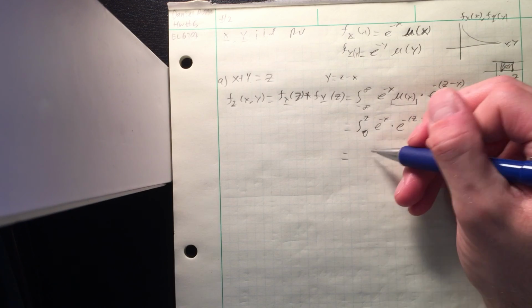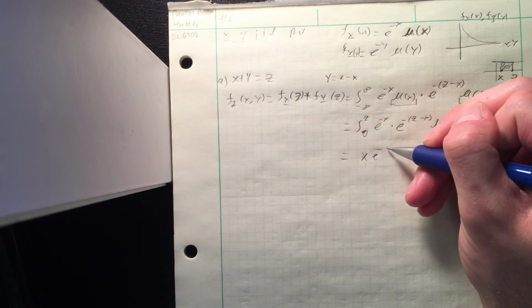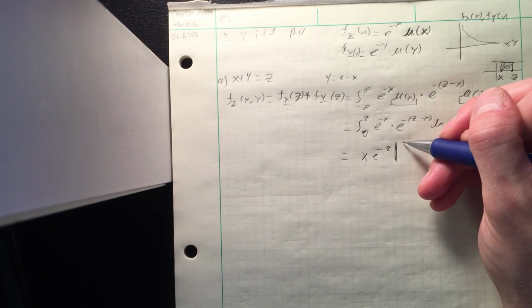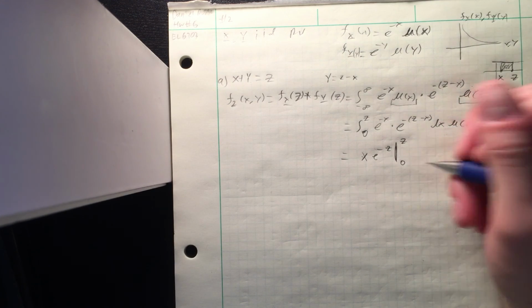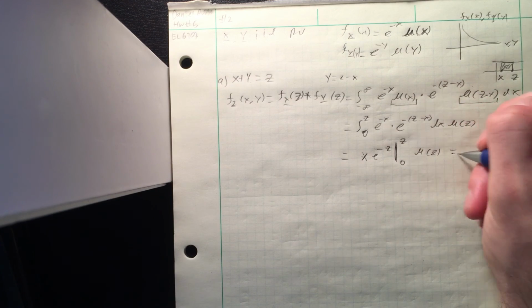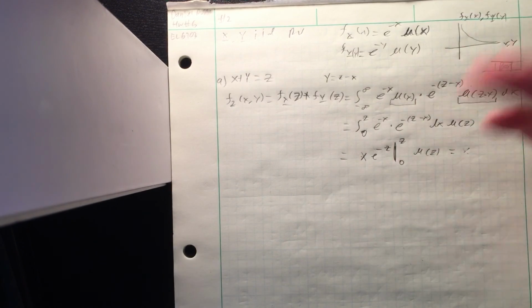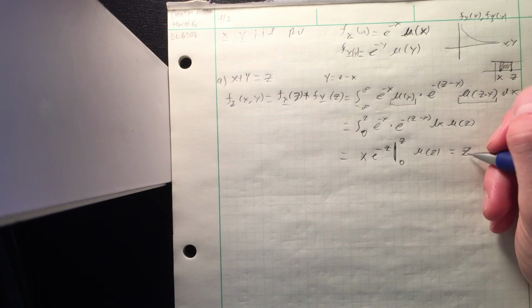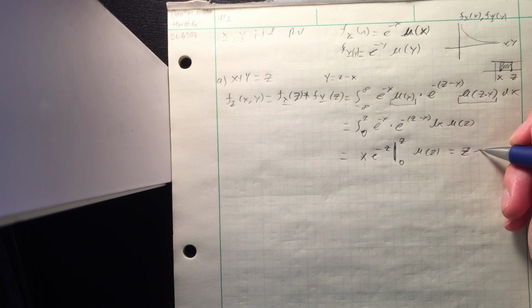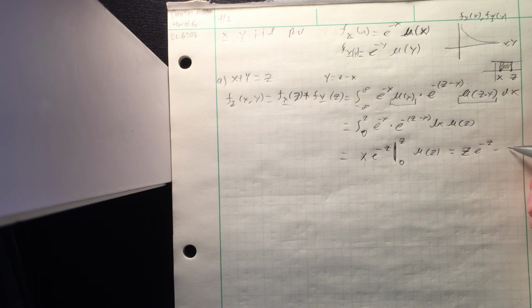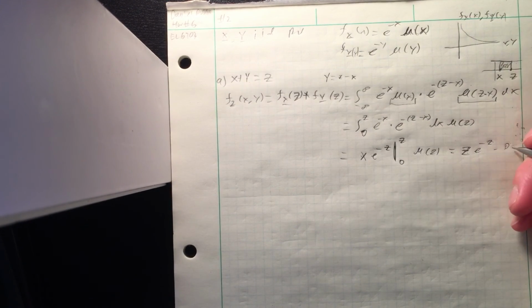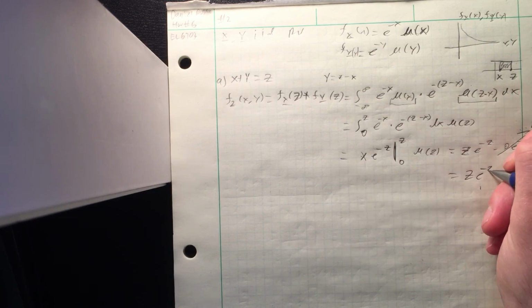So when you do take the derivative of this, this will be x e to the negative z from z to 0, u of z, which is essentially z e to the negative z minus, sorry, 0 times e to the negative z. So that's just nothing. And you're left with z e to the negative z u of z.